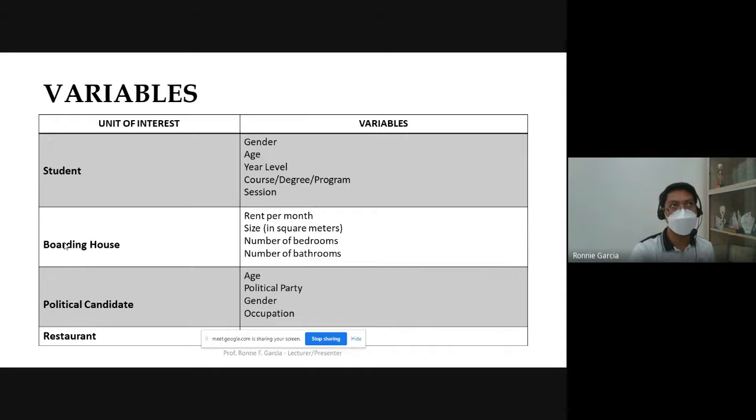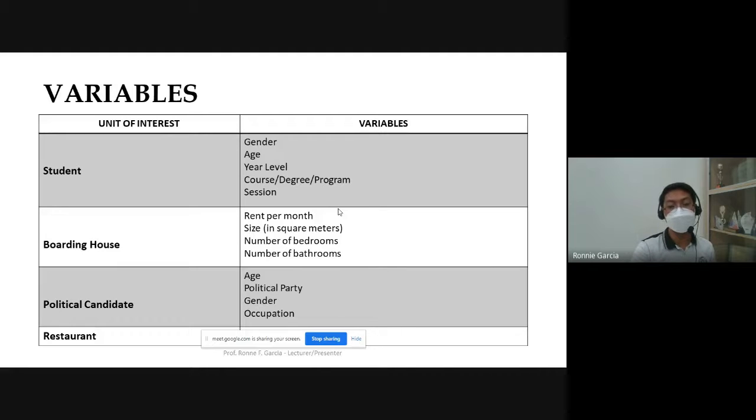So unsa ang pwede nimo i-differentiate ng mga characteristics sa boarding house? So mga variables ang tawag ato. Pwede sila ma-differentiate according to rent per month. Kinaay mga boarding house nga barato lang, naapoy mahal. So the rent per month can be one characteristic that will differentiate the boarding houses.